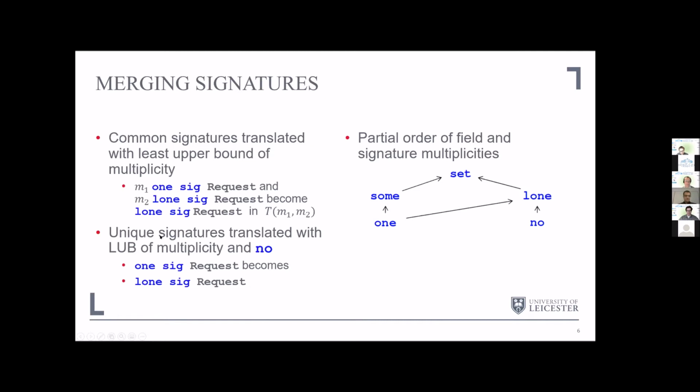Now, if we have a signature which is unique, so it's only in one of the models, then we do a very similar thing, but we take the least upper bound of the original multiplicity and multiplicity no. So here, the least upper bound of one and no is simply lone. So then we would have lone here. The reason for this is that we want the merged model to be able to express basically the semantics of the original models.